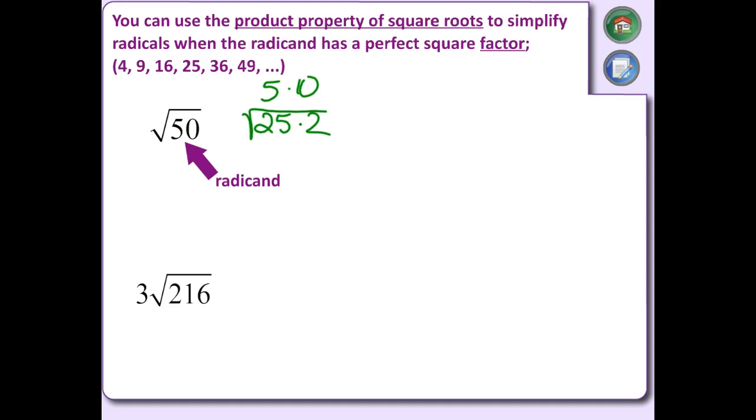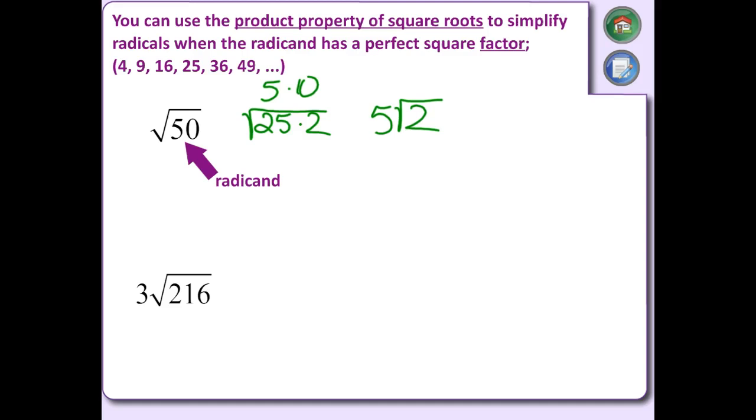Now, 25 is my perfect square. The square root of 25 is 5, so it's going to come out of the house, and the square root of 2 stays in the house. So once we come up with our 2 factors that when I multiply them together give me the radicand inside, we take the perfect square's square root and put it outside the radical, and then the 2 stays inside.